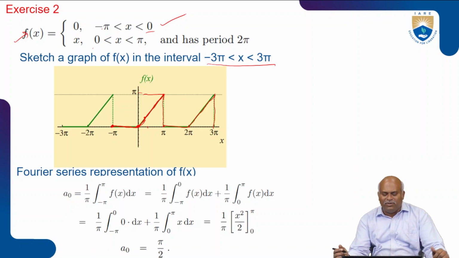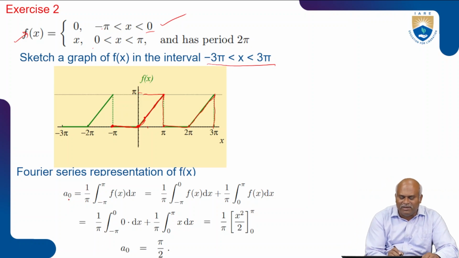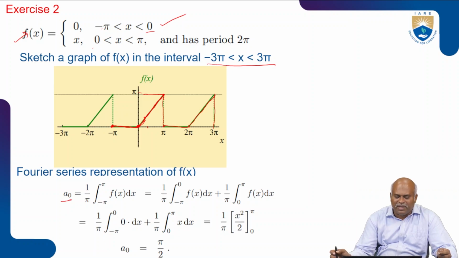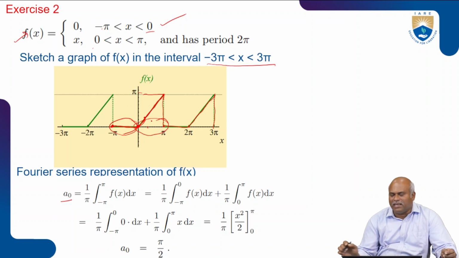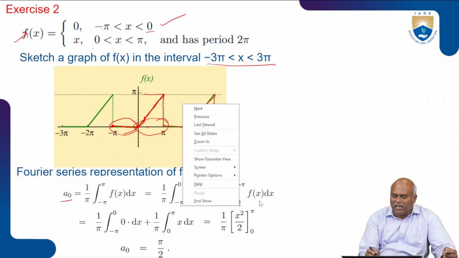Then in this case we need to find the Fourier series coefficients, a0, an, bn, based on the interval. From this equation, a0 is 1 by pi times the integration from minus pi to plus pi of f(x) dx. This waveform has two different amplitudes. Here it is 0 from minus pi to 0. Then this part is a ramp signal that reaches up to pi. We take 1 by pi integration of minus pi to 0 of f(x) dx plus 1 by pi integration of 0 to pi of f(x) dx.